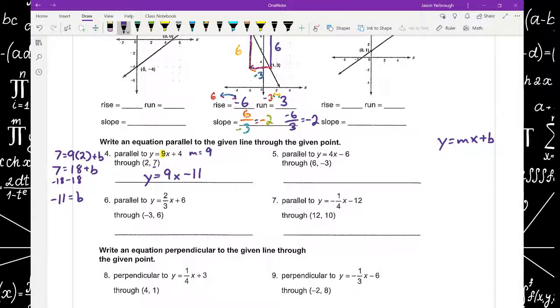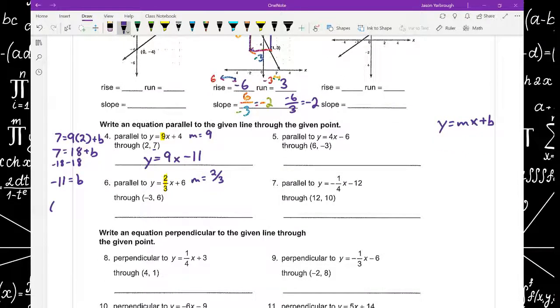We're going to do number 6 the same way. All right, so the slope is 2/3. We're going to keep 2/3. Right, and now we're going to plug in the values. So 6 for our y equals 2/3 times negative 3 plus b.